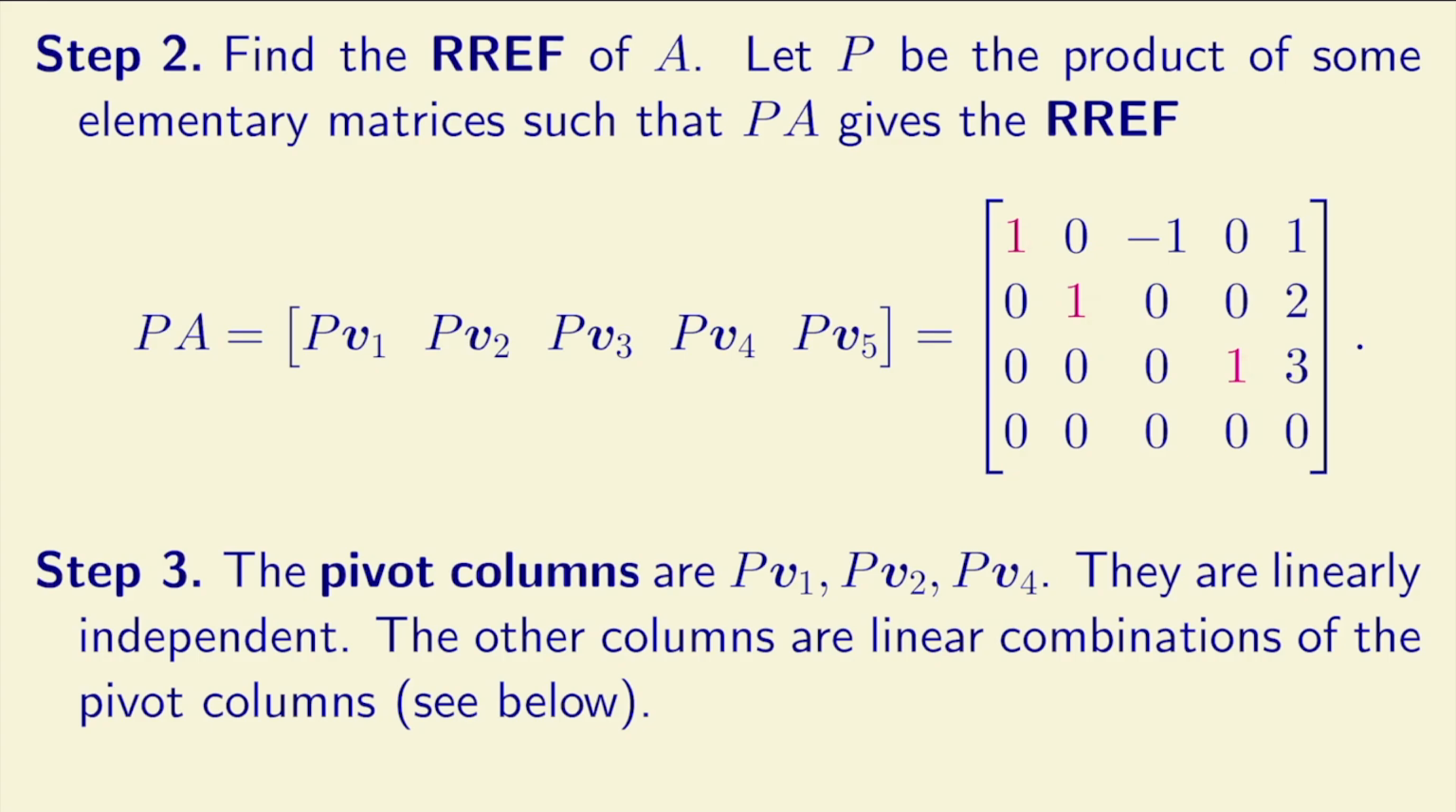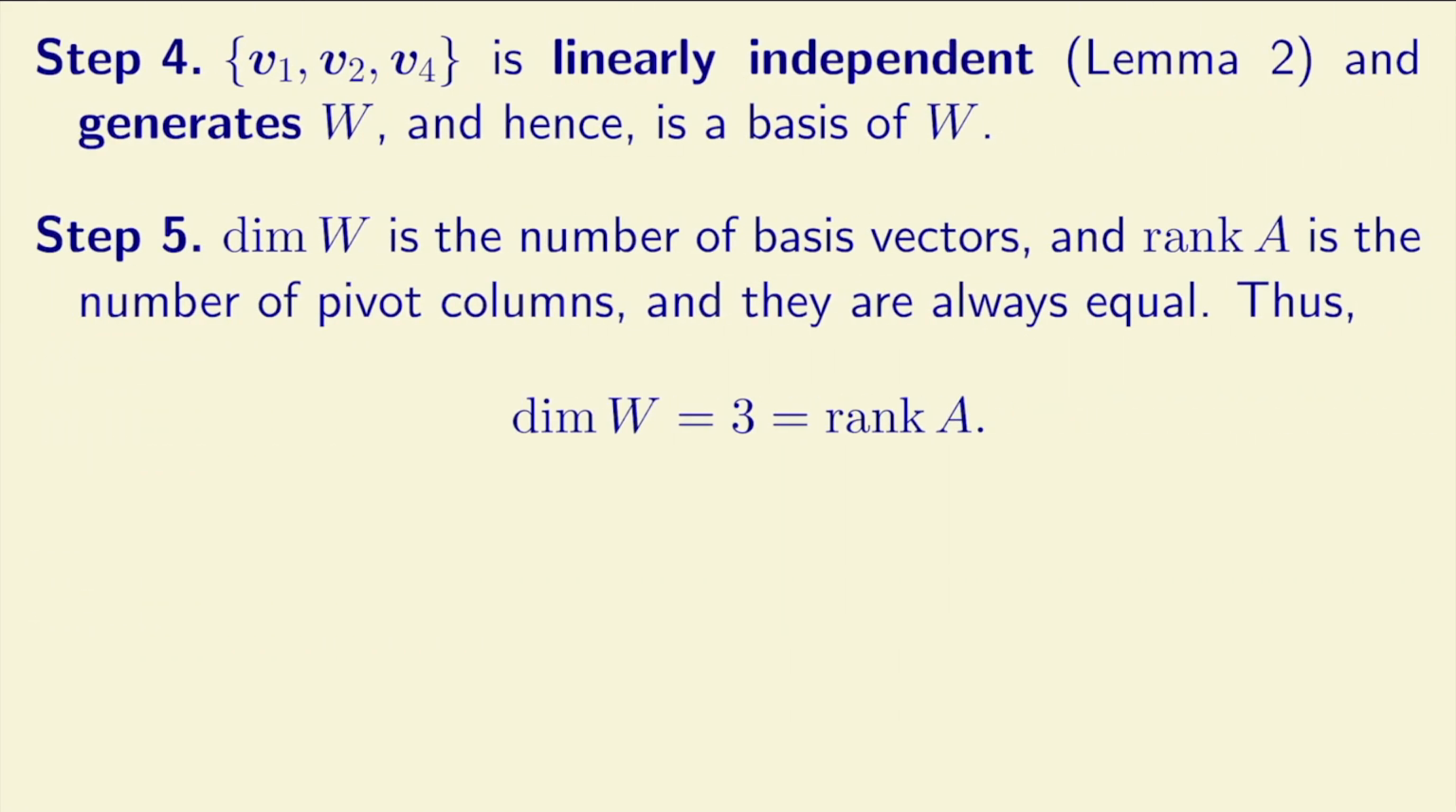So, according to our steps, what's our basis? The basis is the original vectors corresponding to those pivot columns. So it's v1, v2, and v4. You got it. And what about the dimension of W? The dimension is the number of basis vectors, which is the number of pivot columns. So the dimension of W is 3, and the rank of A is also 3.